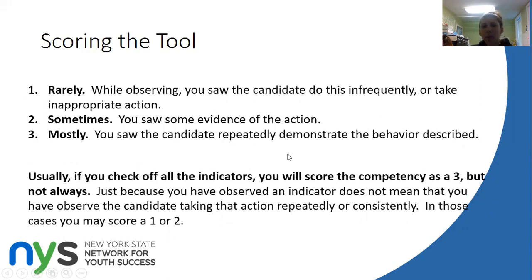So typically, if you're checking off all the indicators in a standard, you might score the competency as a 3. But not always. Just because you observed an indicator doesn't mean that you have observed the candidate taking that action repeatedly or consistently. In those cases, you might score it a 1 or a 2, which is why we typically tell advisors not to score the tool until close to those final, at least the 3rd observation, sometimes not until the 4th or the 5th.